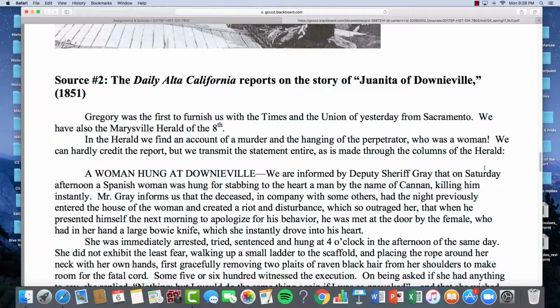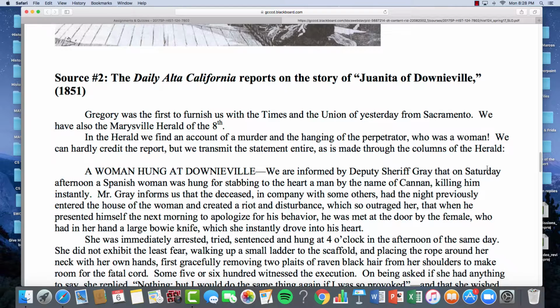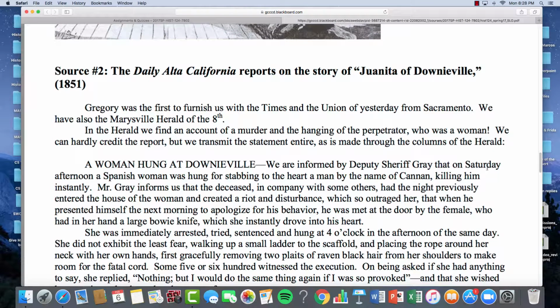And in this case, this newspaper column from the Daily Alta California talks about the execution of a Mexican lady named Juanita of Downeyville. This is a very classic case in the annals of Mexican American and Chicano history. And this is stuff that I actually get into more detail in a lot of my classes for Southwestern and Mesa College. But in this source, a newspaper account which came out back in those days, it talks about the execution of a Mexican woman by the name of Juanita.